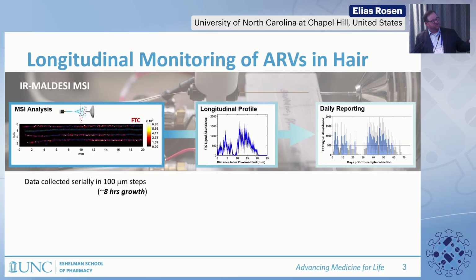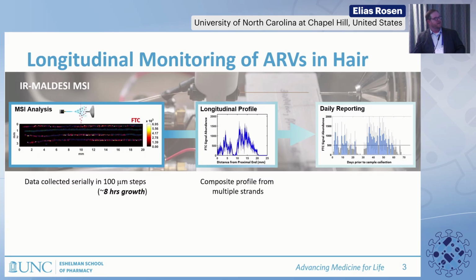Each of the pixels in this image to the left represents an individual sampling location corresponding to roughly 8 hours of hair growth. And in this example, the disposition of emtricitabine is mapped in a color scheme that differentiates regions of low exposure in black to higher exposure in yellows or reds.